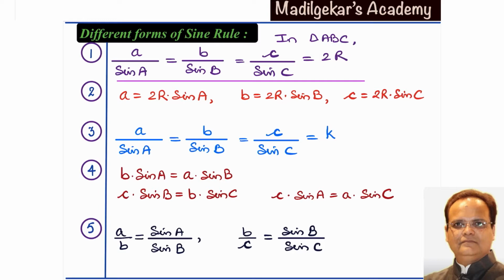So the same sine rule can be written as a upon sin A equals b upon sin B equals c upon sin C equals K. If we consider the first two ratios, then we have b sin A equals a sin B. Similarly, we can have the other two equations. And now the last, by considering the first two ratios, we can have a upon b equals sin A upon sin B. So these are the 5 different forms of the sine rule.